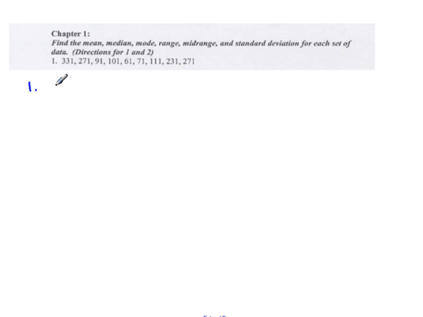If you recall, the mean is the average. So what you want to do is add all these numbers up and divide by the total number of numbers. Well, when I add these numbers up, I get a total of 1,539, and there are 9 numbers, so divide by 9. And if it doesn't divide evenly, you would give me 1 decimal place, but it does divide evenly, so the mean here is 171. So we've done the first thing.